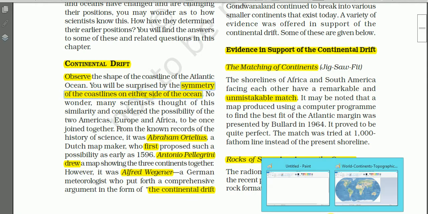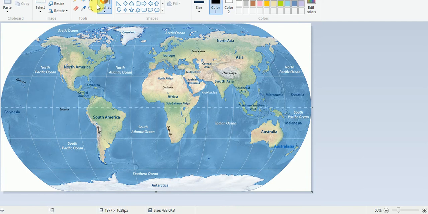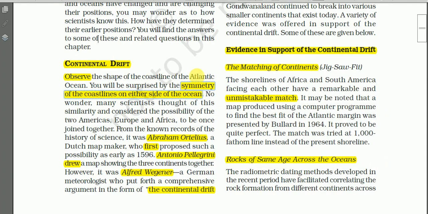Just see here. Here, this is the coastline, and here we have got this. So it is almost parallel. So it is symmetry in nature. And no wonder many scientists thought of this similarity and considered the possibility of the two Americas, Europe, Africa to be once joined together.